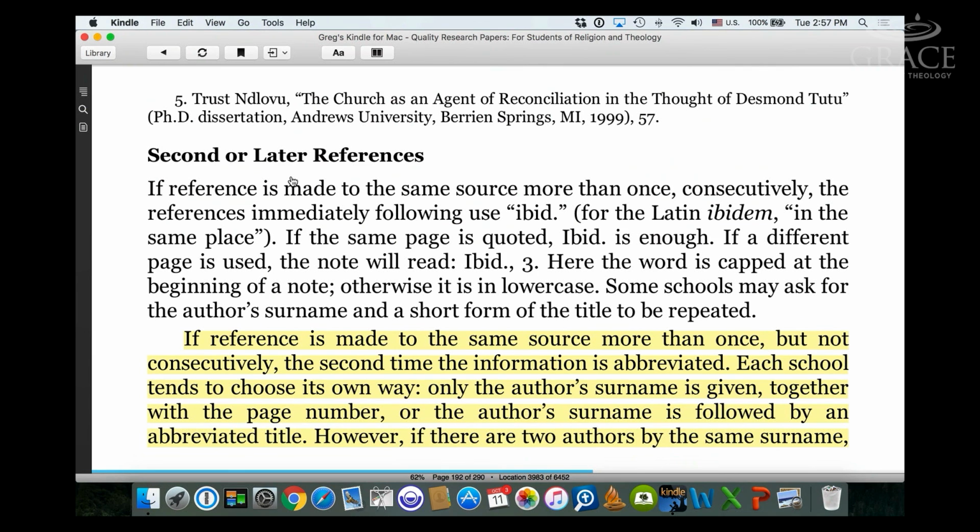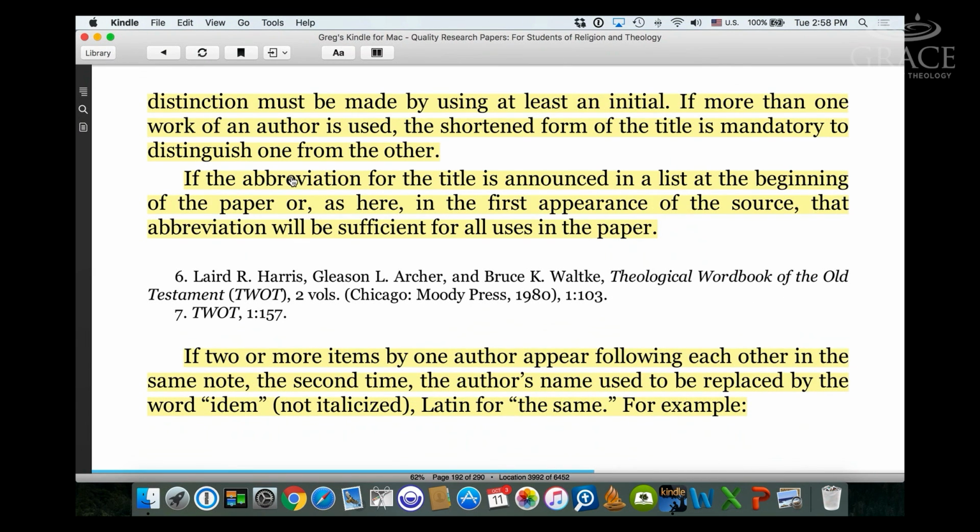This section here, on second or later references, we talked about this in Turabian, how you do a subsequent reference. It's the author's last name, the title, and then the page number. And the title is an abbreviated title. You don't put the whole title, you put a shortened version, and then the page number.